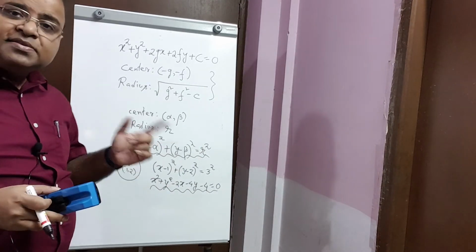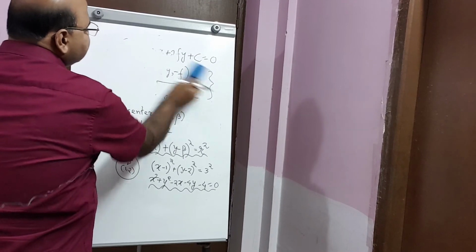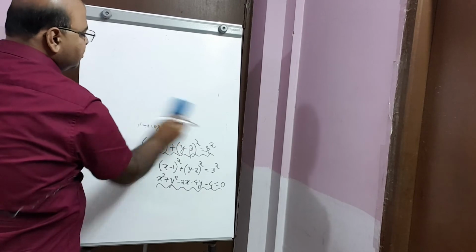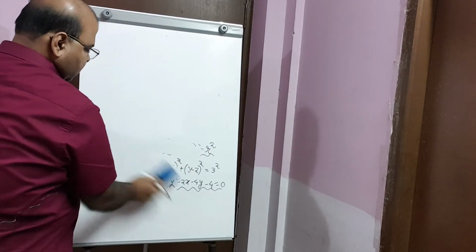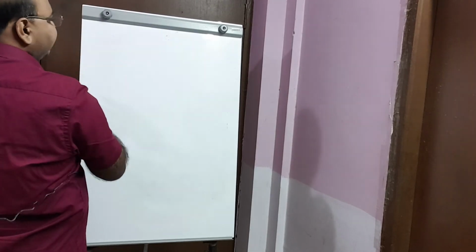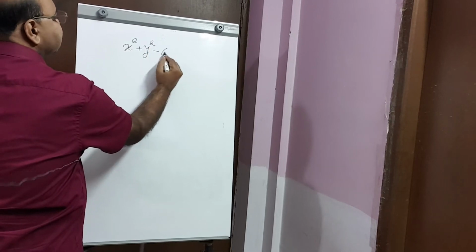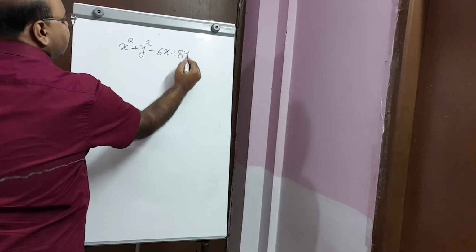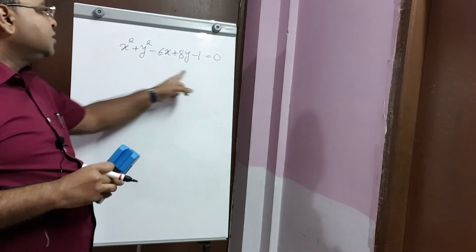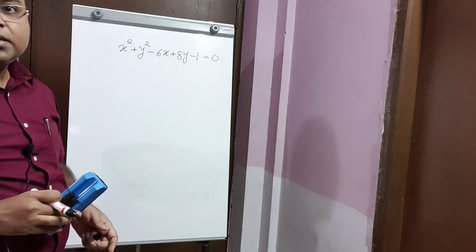And when the equation of a circle is given and we are to obtain its center and radius, then we have to use the general form. So let me show you an example. Now the equation of a circle is given, say x square plus y square minus 6x plus 8y minus 1 is equal to 0. So this is a circle. Now from here we have to obtain the coordinates of its center and radius.